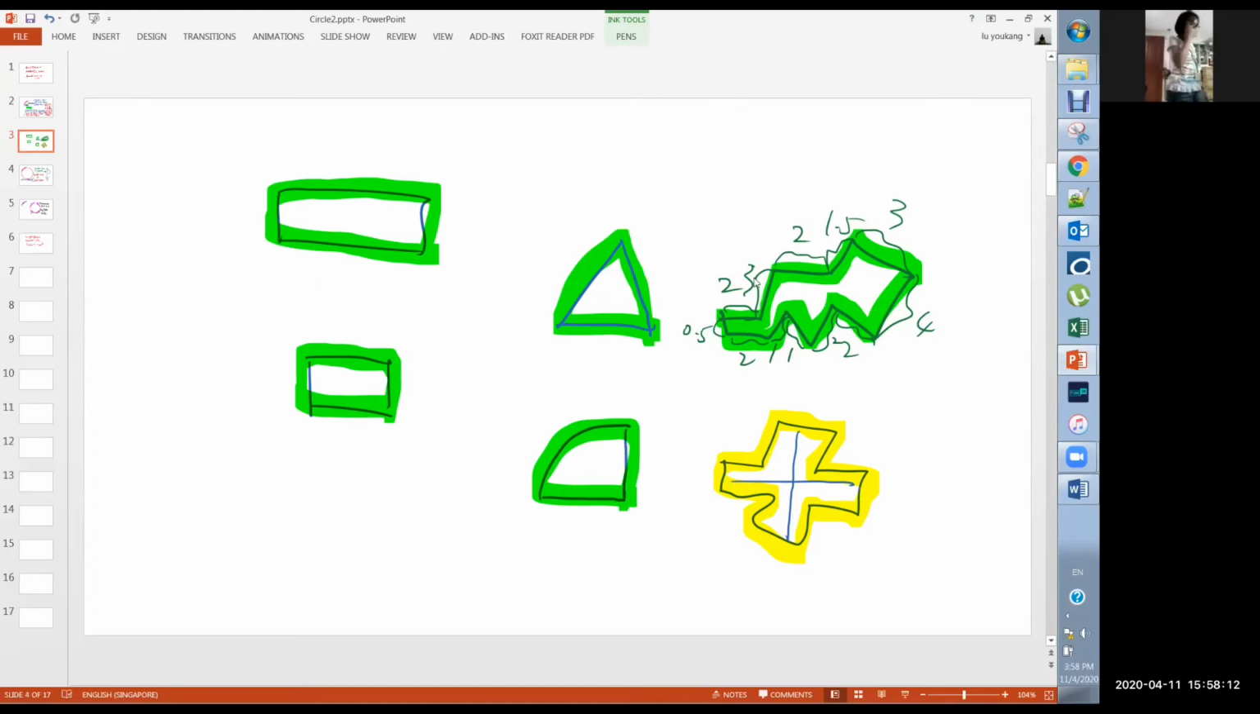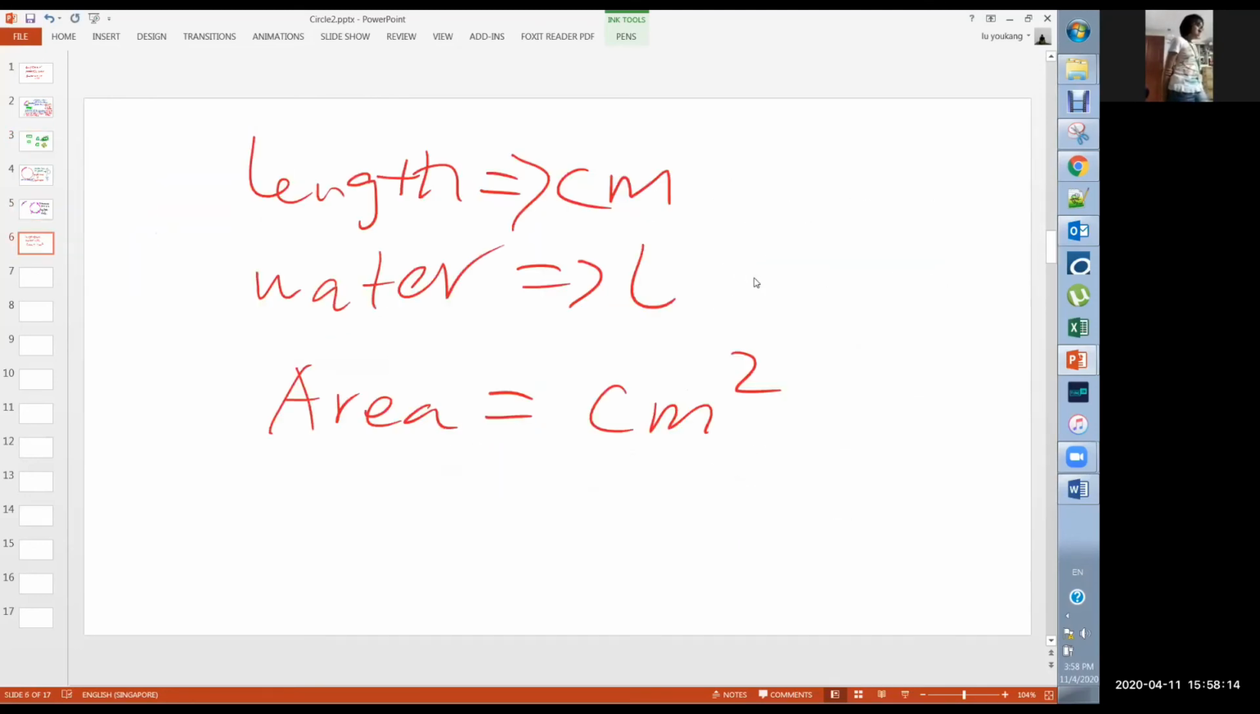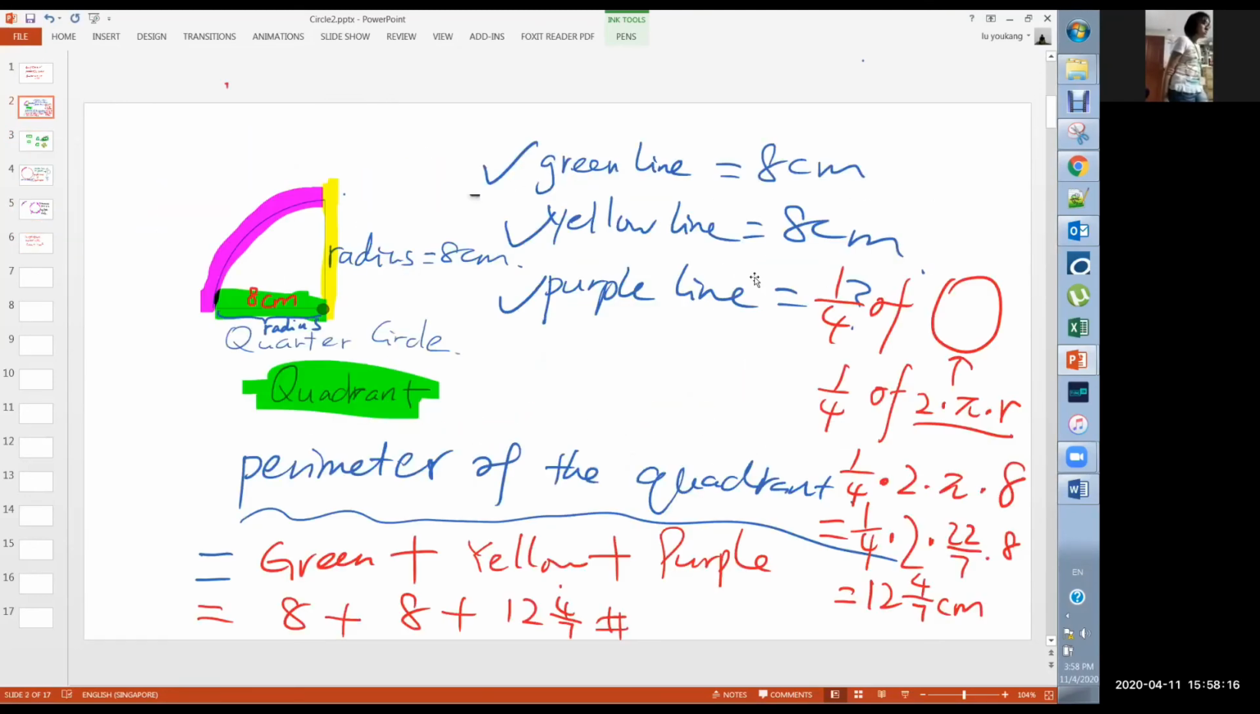So similarly, you just need to add what? Add the green, yellow, and purple up. When you add up, you get what? The perimeter.